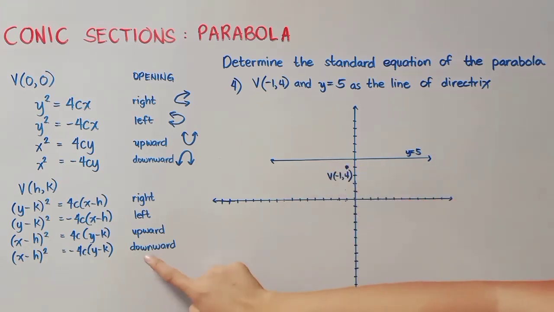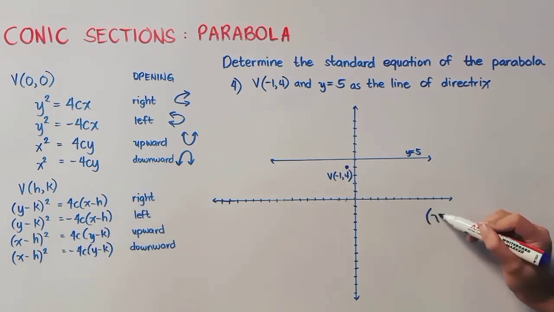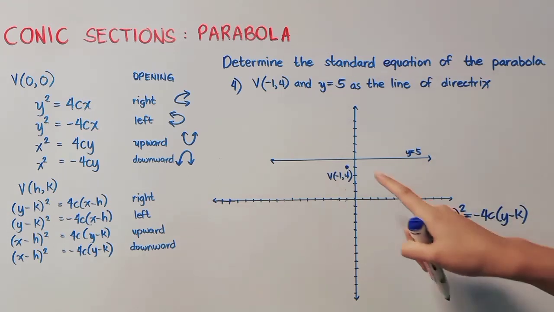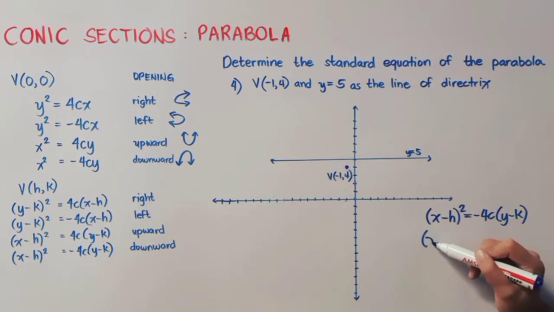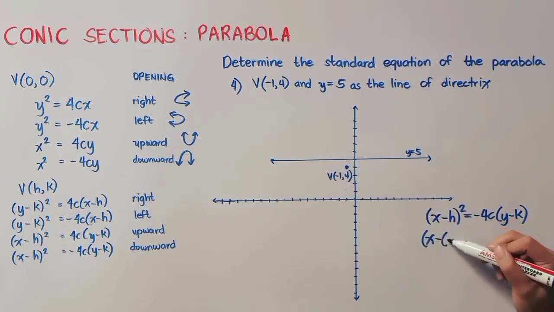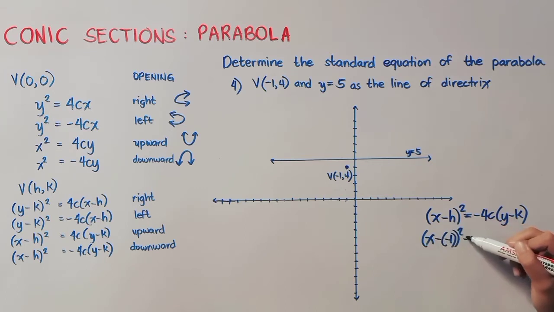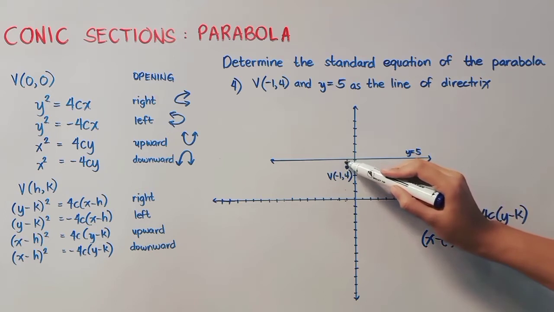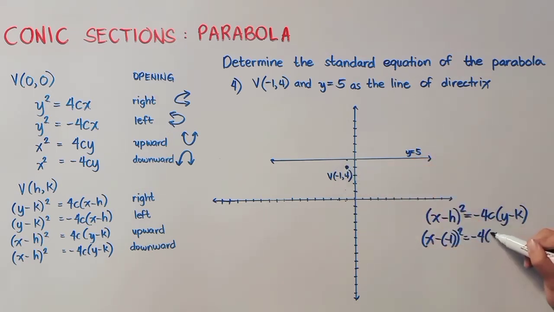And since it is in HK, we will be using this form here. That's quantity x minus h squared is equal to negative 4c multiplied by quantity y minus k. Substituting the values, our h here is negative 1, so that's x minus negative 1 quantity squared, and then we'll just copy 4c this time. Our c is the distance from the vertex to the directrix, so that is 1, and then our k is 4.